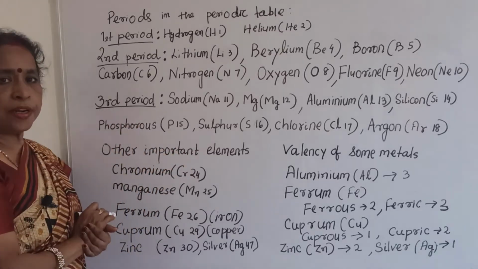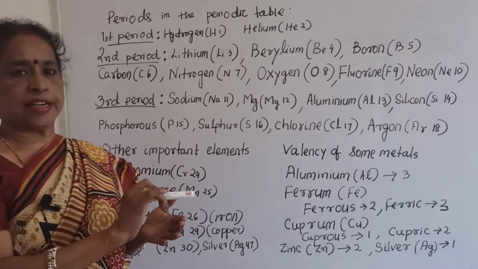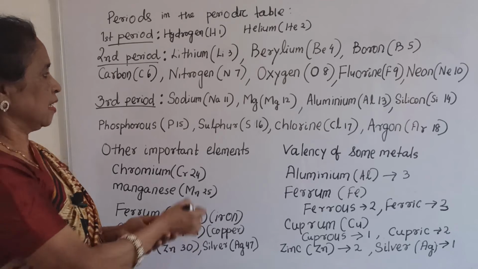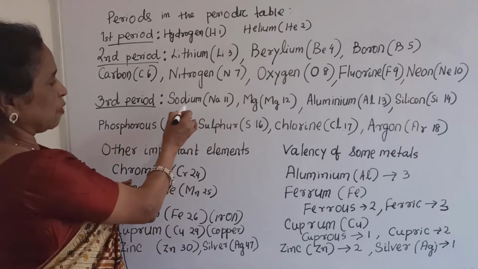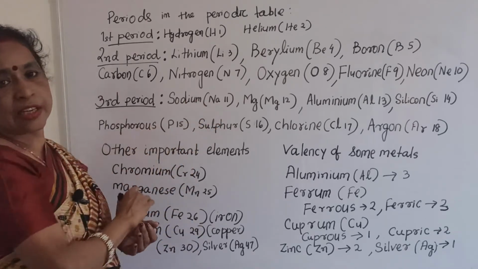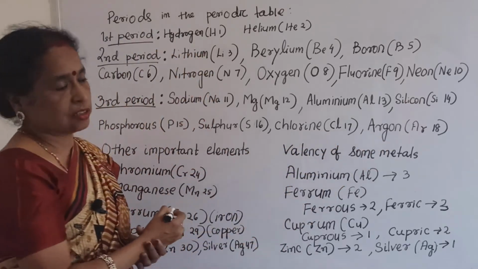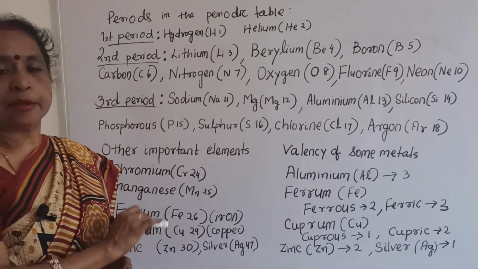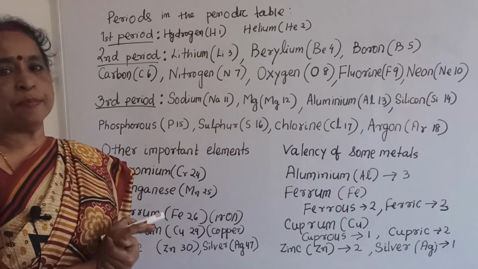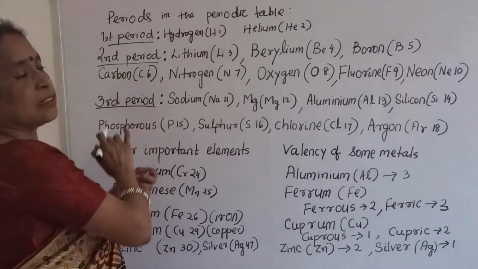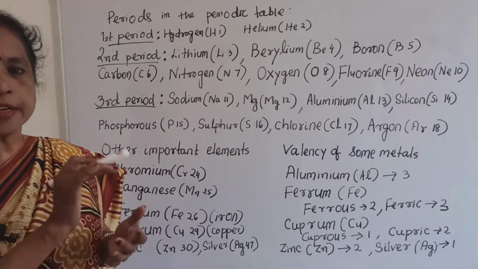Then come to the third period. The third period also contains 8 elements. It starts with sodium, atomic number 11, and ends here with argon, 18. That means 8 elements are present in the third period of the periodic table.